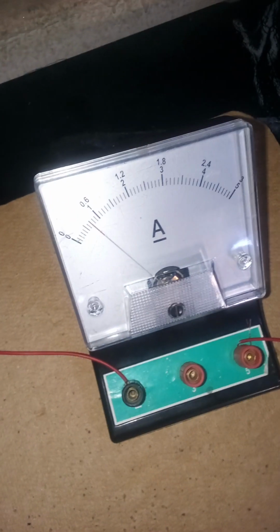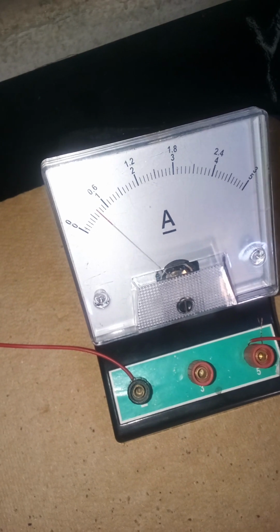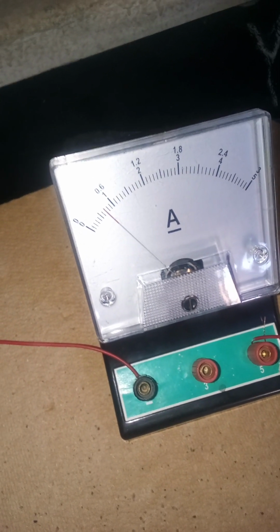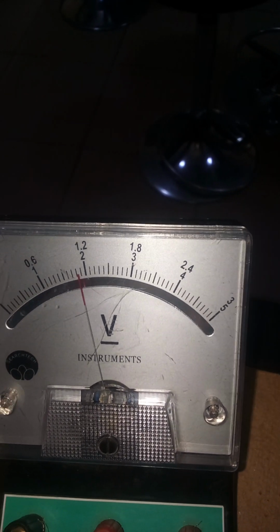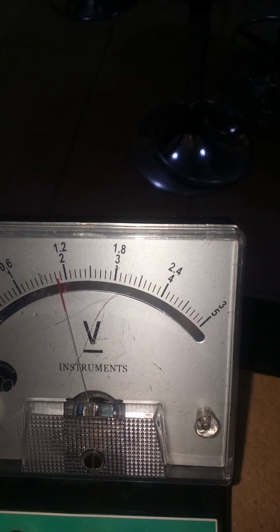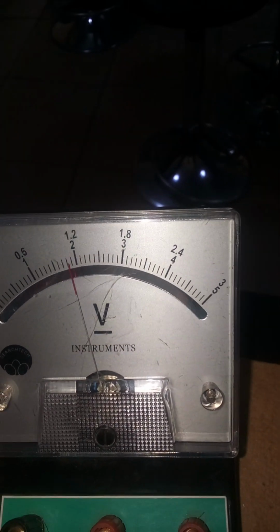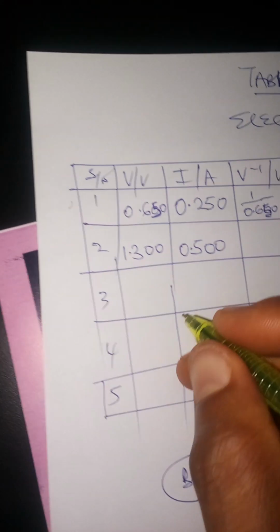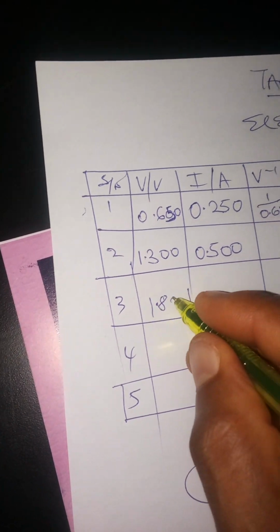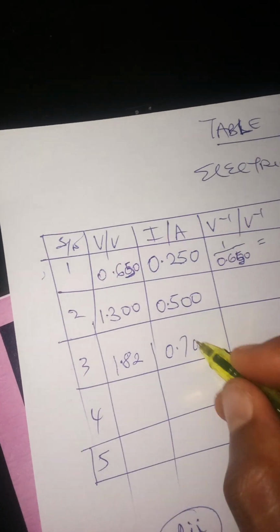So I have a reading. I have 0.7 ampere on the ammeter, and on the voltmeter I have 1.82. 1.8 on the voltmeter, and 0.7 you record, 1.82 and 0.7, all in 3 decimal placement accordingly.